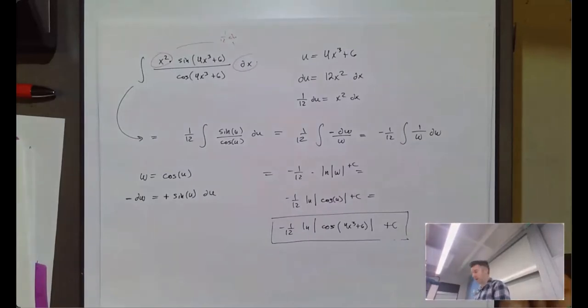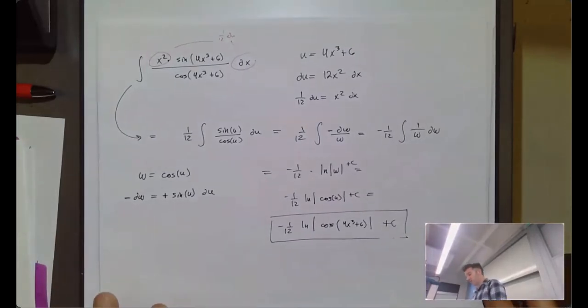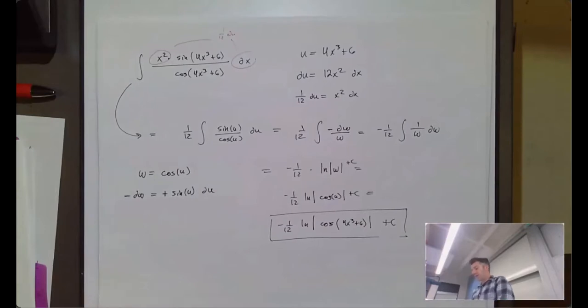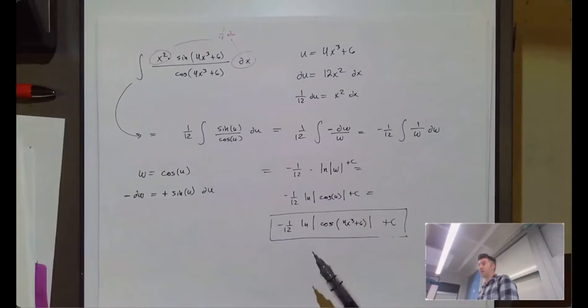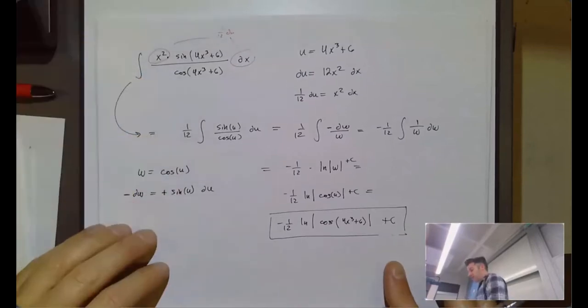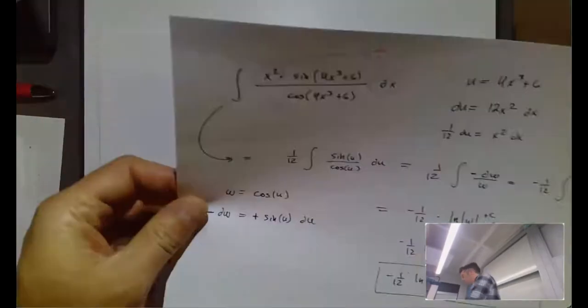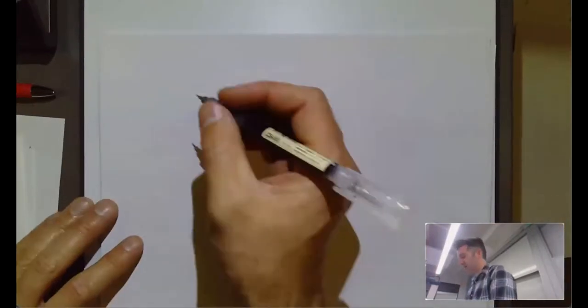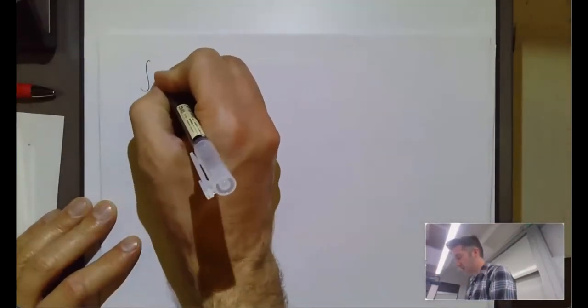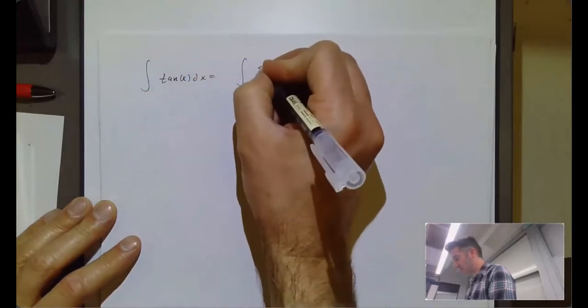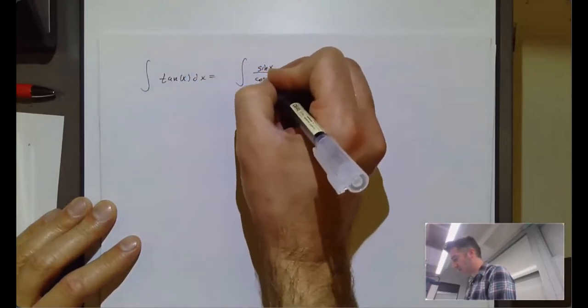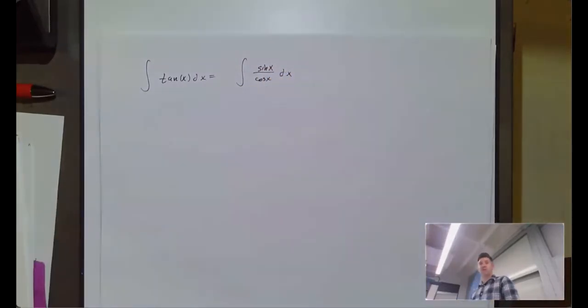This does bring up an important observation: if you're integrating tangent, you actually get the natural log of cosine. So let's make a similar problem just a little bit easier. If I wanted to find the antiderivative of tangent of x, we would totally write it as the antiderivative of sine of x over cosine of x and do the same sort of substitution we just did.